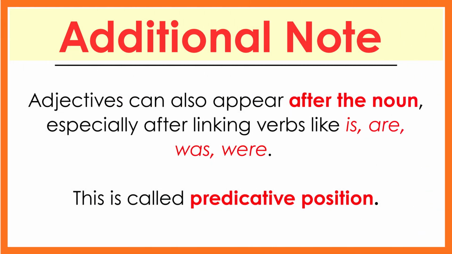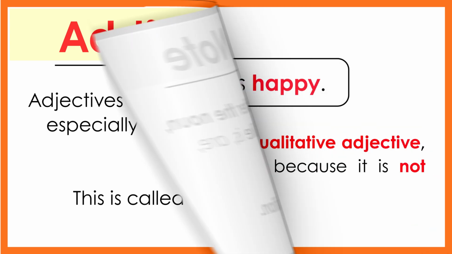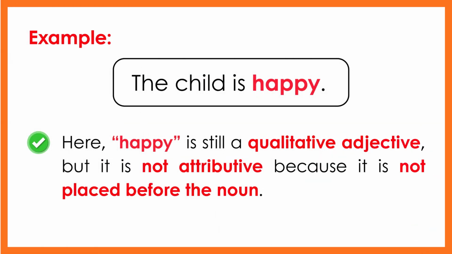Additional note. Adjectives can also appear after the noun, especially after linking verbs like is, are, was, were. This is called predicative position. Example: the child is happy. Here, happy is still a qualitative adjective, but it is not attributive because it is not placed before the noun.